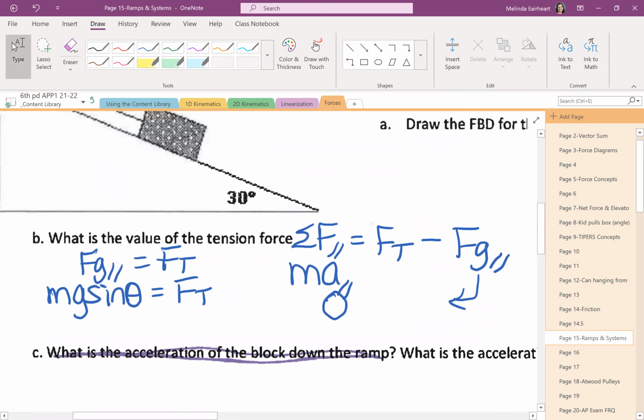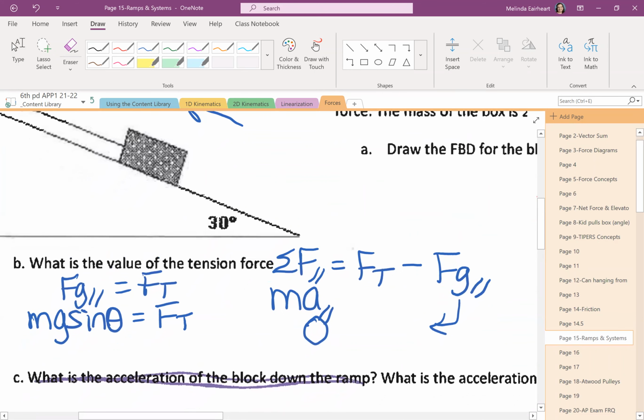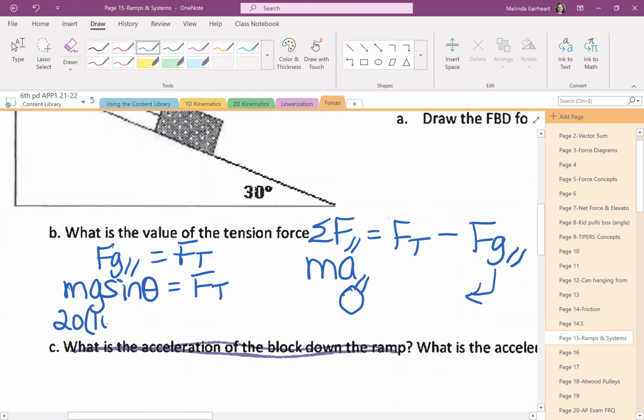They said the mass is 20 kilograms. G, we can use 10. Sine times 30. And so hopefully you have a calculator. If not, go ahead and grab one. Or maybe you know sine 30 is 1/2, and half of 200 is 100. Newtons would be your tension.